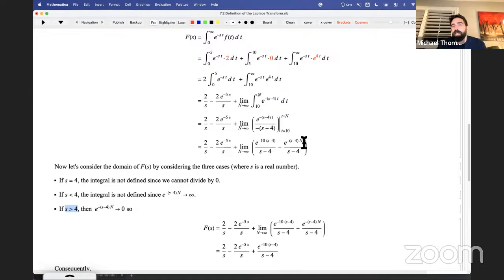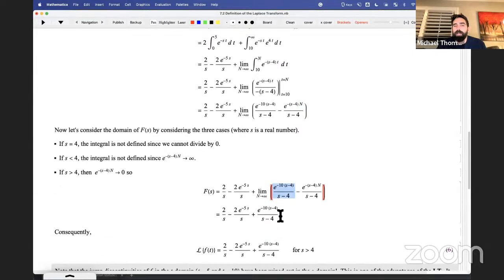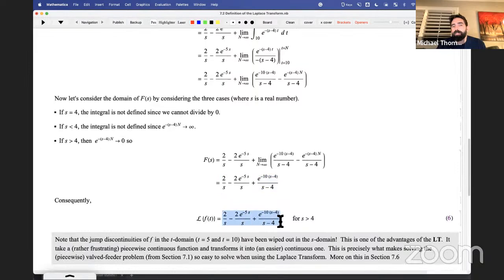So what will happen here is this guy will go to 0. That's just a constant as far as the limit's concerned. There's no Ns in there. So you'll just be left with that guy. So there we go. All right, so there it is. There's our Laplace transform. It's valid so long as S is greater than 4.